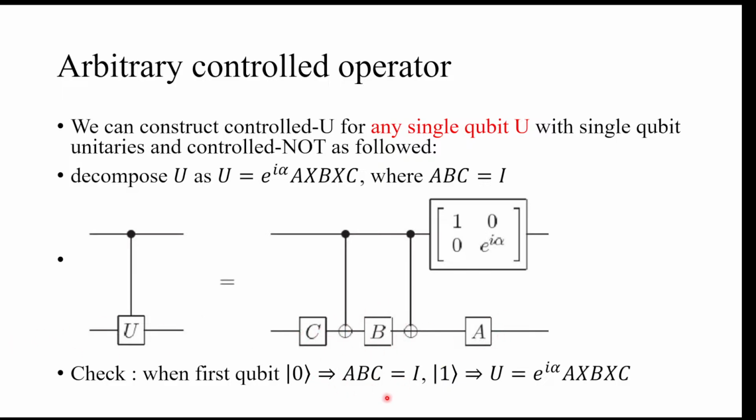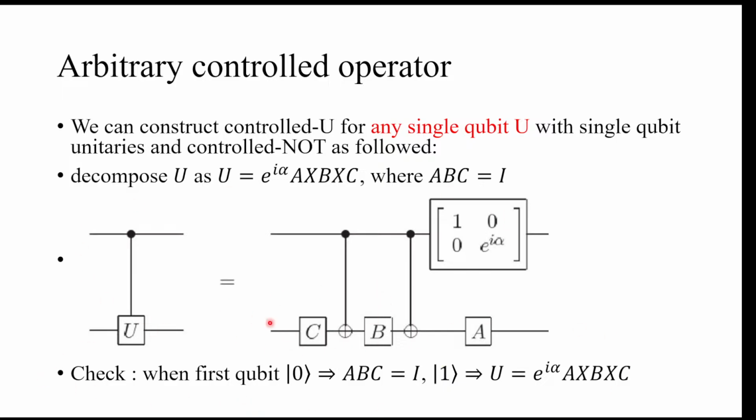So we get to use ABC equal to identity. And so when the first qubit is 0, the second qubit doesn't get X on anything, because there is no CNOT and also ABC equals identity. And when the first qubit is 1, then the second qubit is going to be acted on by C, X, B, X, A, and it's exactly this C, X, B, X, A. And also the global phase, the e to the i alpha, is also there. So this is our proof.